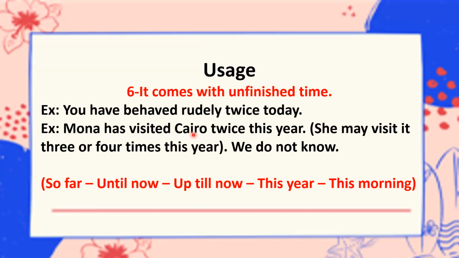Mona has visited Cairo twice this year. Has this year finished or not? Not. We are still in this year, so she may visit Cairo again. And I can say Mona has visited Cairo 3 times this year. She may visit 3 or 4 times this year. We don't know. So it comes with unfinished time. How can I identify it by using keywords? So far, until now, up till now, this year, this morning.